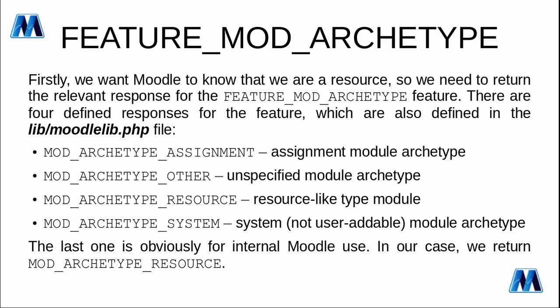so we know we are a resource, so we return an archetype resource. We've talked about that. The other ones that are available are assignment, and other, which is unspecified, and a system one, which appears to be mainly a system, a core kind of mod type. Okay, and in our case we are returning the resource type. So that covers the features. Okay, the presentation as usual will be in the lesson, so you can go through this in your own time.